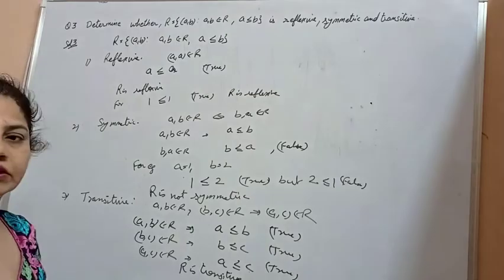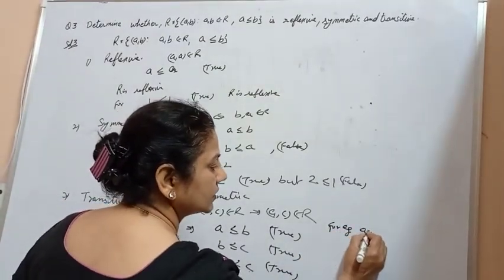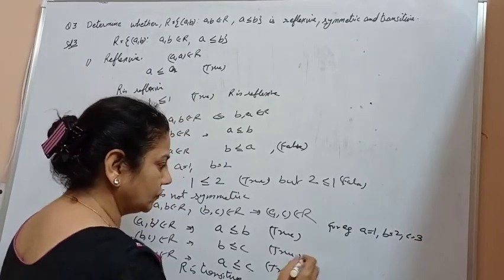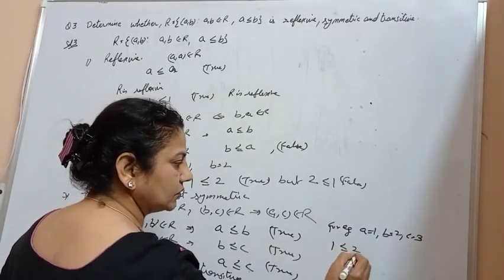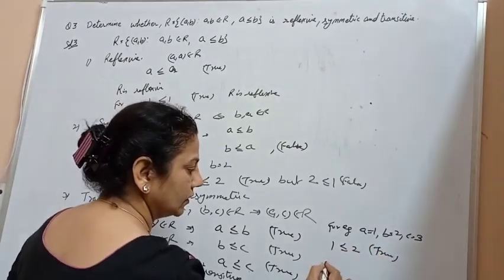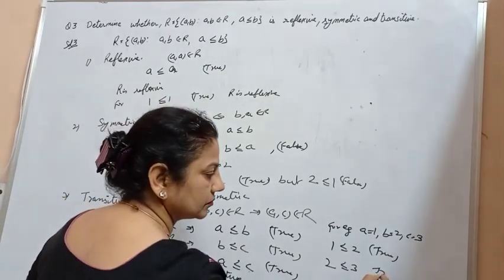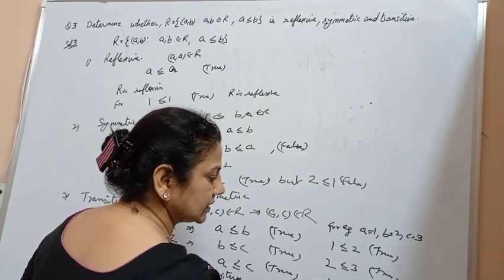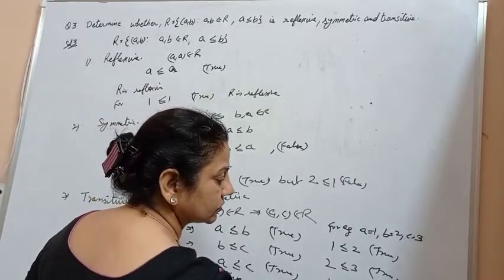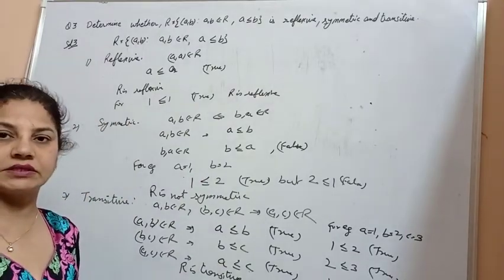You can check by taking an example also. For example, a is equal to 1, b is equal to 2, c is equal to 3. So we can say that 1 is less than or equal to 2, 2 is greater than 1. This is a true statement. 2 is less than or equal to 3, again 3 is greater than 2. True statement. Implies 1 is less than or equal to 3. This is also a true statement. All three are true. So we can say that this is a transitive relation.